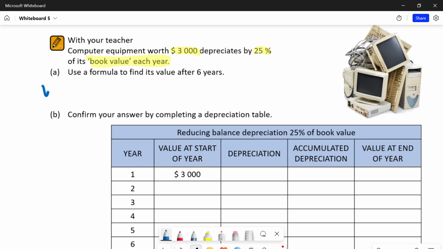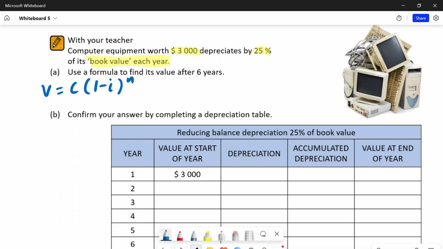The general formula for this looks like this one. So V equals C times (1 take I) to the power of n. We've still got V for value and C for the original cost or the purchase price of the equipment. Now we've got an I, just like in compounding interest. The I represents the percentage rate as a decimal, and n is the number of years of depreciation.